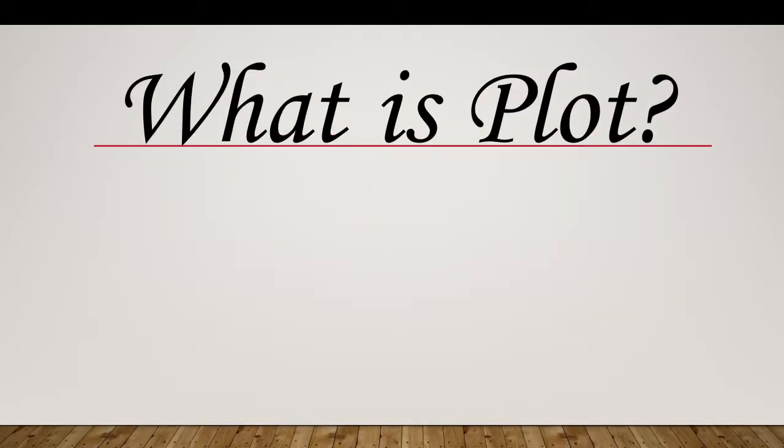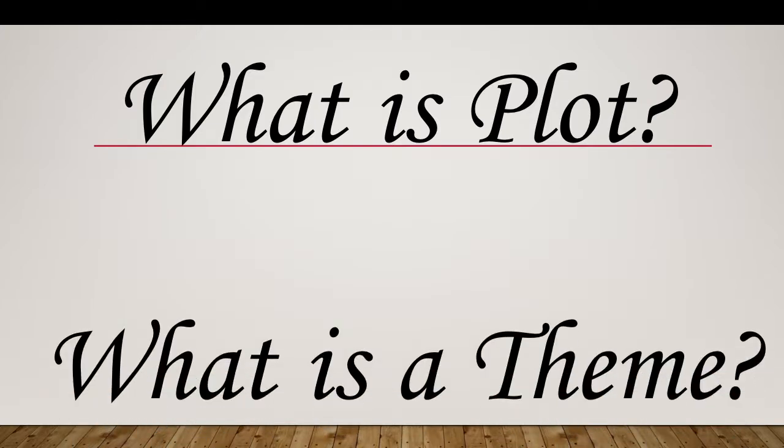So, what is a plot? Plot is what happens at the beginning, in the middle, and at the end of the story. And what is the theme? Theme is the message or a lesson that the author wants to teach you.